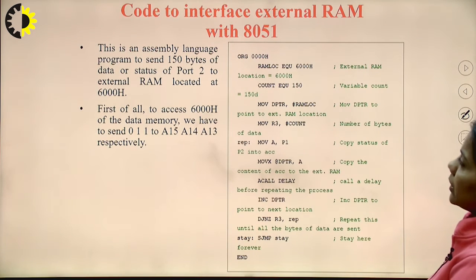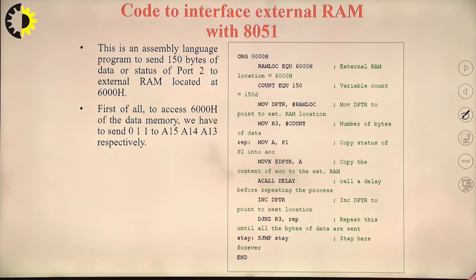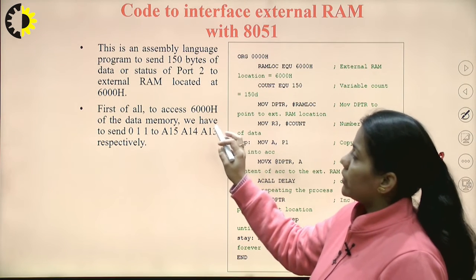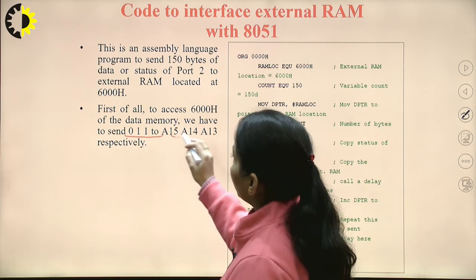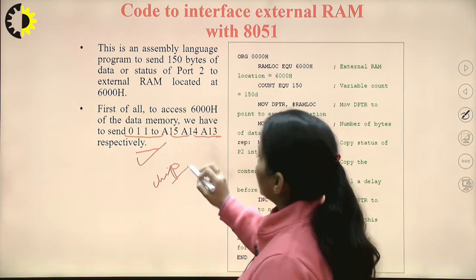So, this is an assembly language program to send 150 bytes of data or the status of the port to the external RAM located at 6000H. First of all, to access 6000H of the data memory, we have to send 0, 1, 1 to A15, A14 and A13 respectively. That is to select the chip.